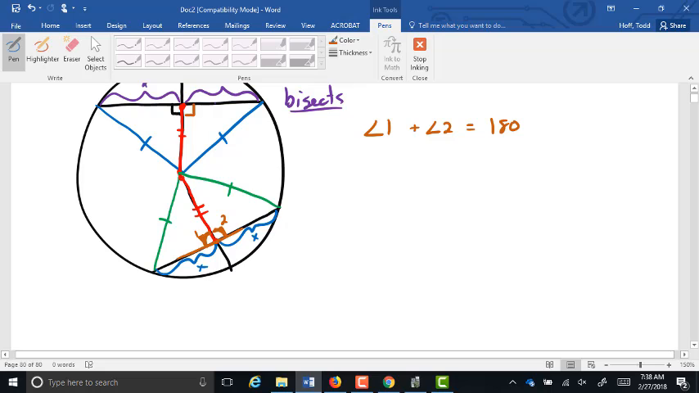So that is another condition of a relationship between our radius and our chords. If the radius hits the chord at a right angle, then it cuts the chord in half. And the opposite, if the radius cuts the chord in half, then it also hits it at a right angle.